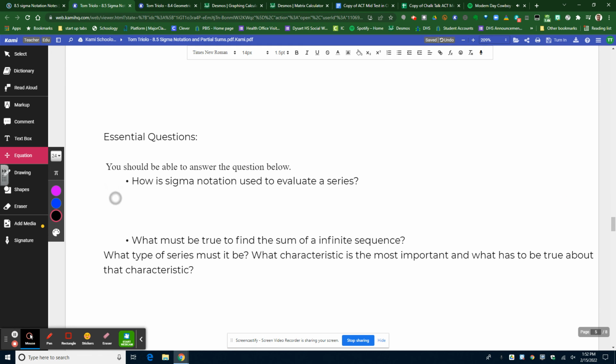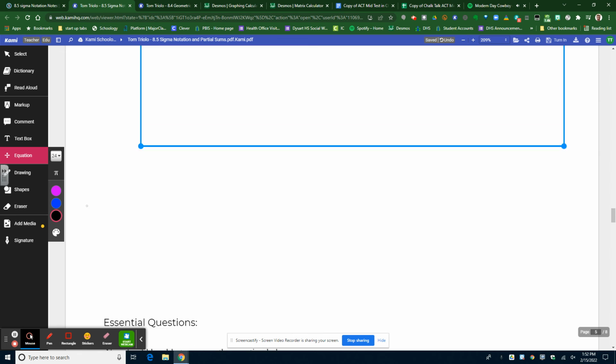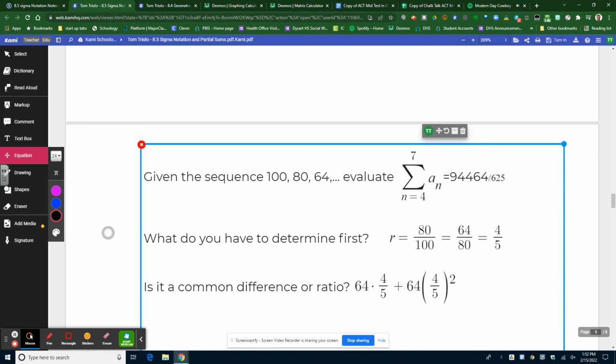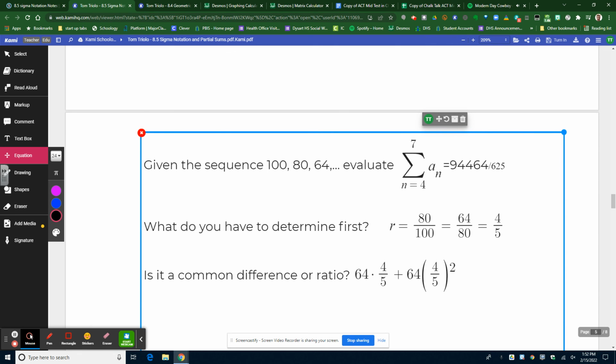94,464 over 625. So you don't have to add 180 and 61. No, because we're not starting with the first 3. We're not starting with 4.